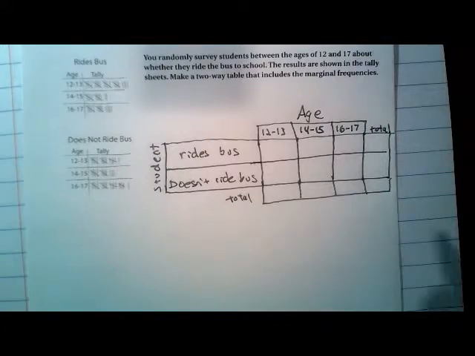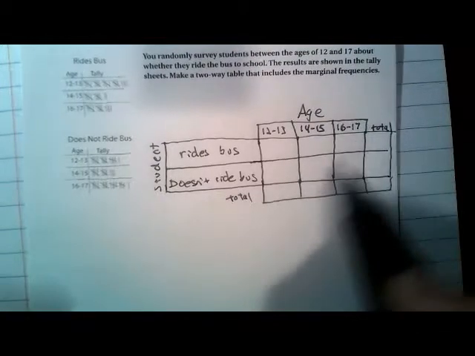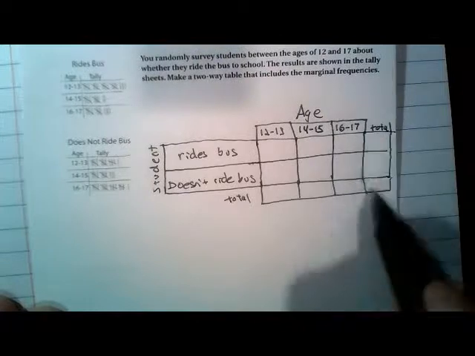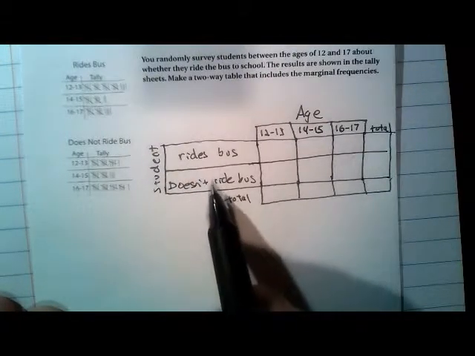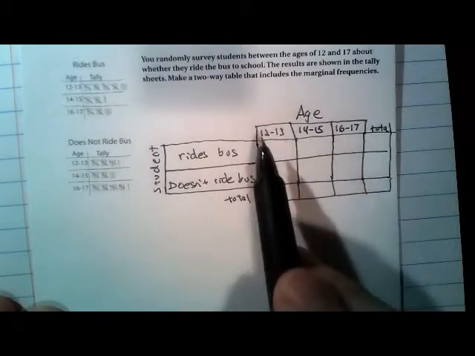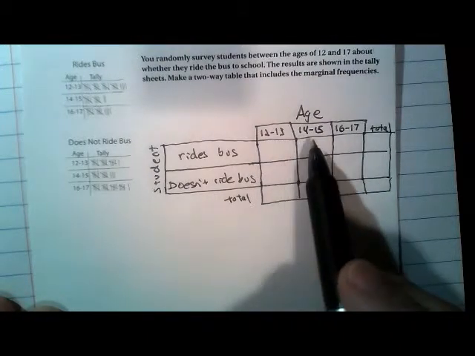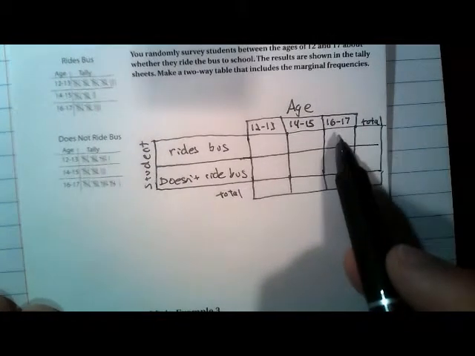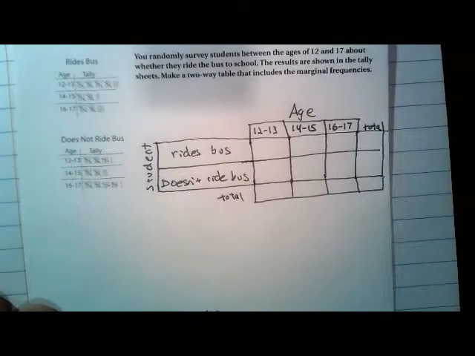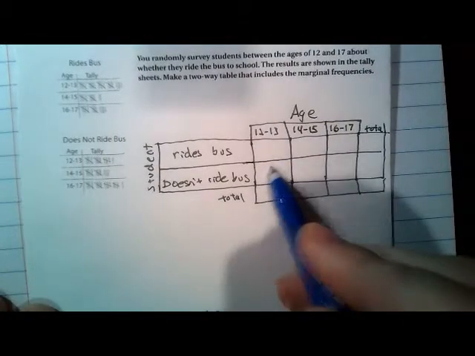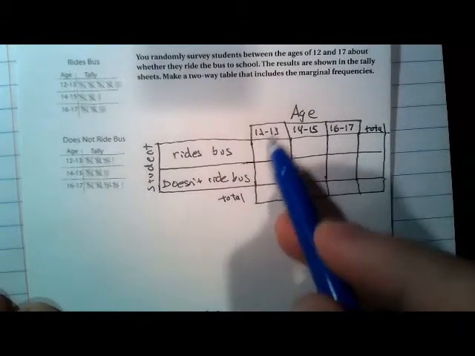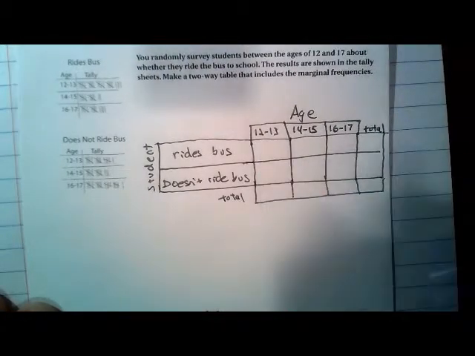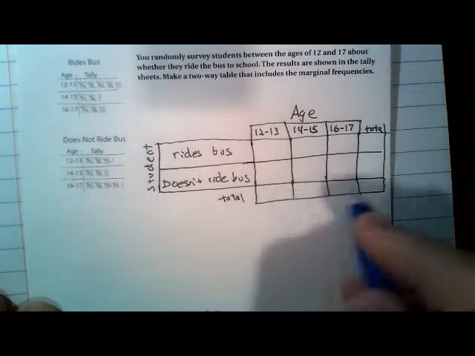Now I have my outline of my two-way table. So I have my marginal frequencies here, my two different sets of information. I've got students that ride the bus or don't ride the bus, and then I've got age groups 12 to 13, 14 to 15, and 16 to 17. Okay, so I'm going to use two different colors. Blue is going to be my regular information here, where I'm counting up those tally marks to see how many aged between 12 and 13 ride the bus. Green are going to be those marginal frequencies.